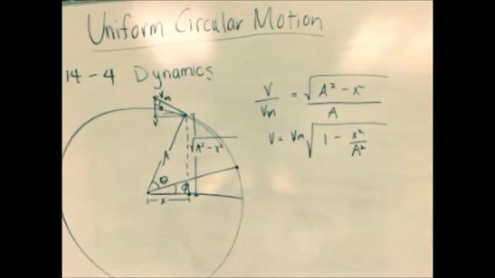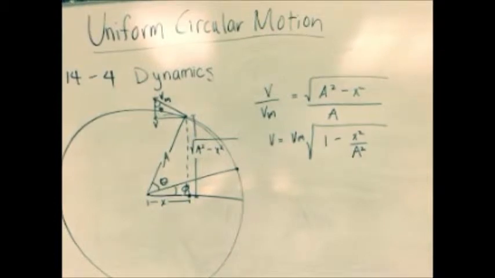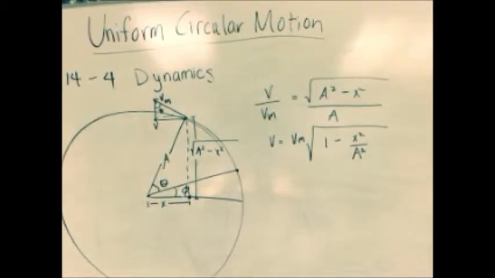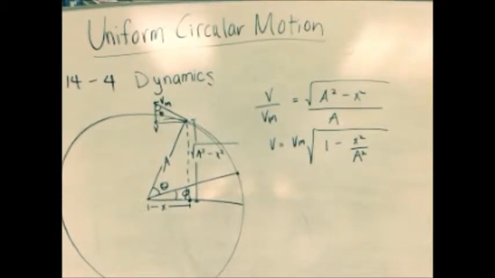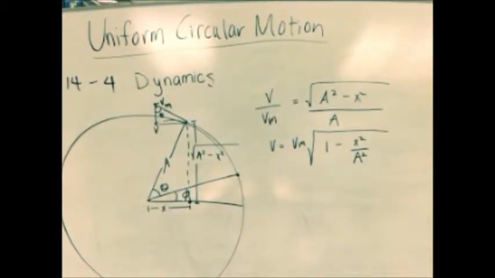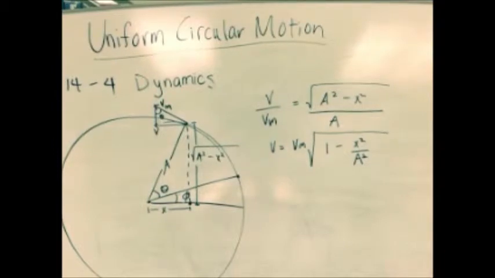And because simple harmonic motion is only viewed from the horizontal direction, we solve for the horizontal v in terms of the other variables and get v is equal to v sub m times the square root of 1 minus x squared over a squared.